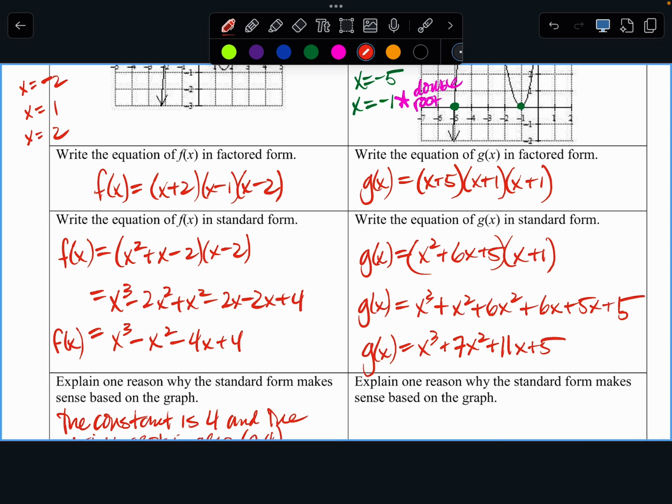All right, that's it for this lesson. I hope that it makes sense. It's just practicing that factoring and seeing what the connection is between the equation and the graph so that we can work both ways.